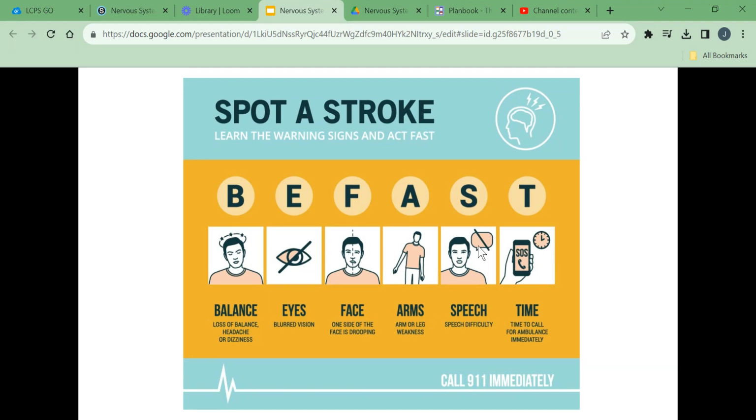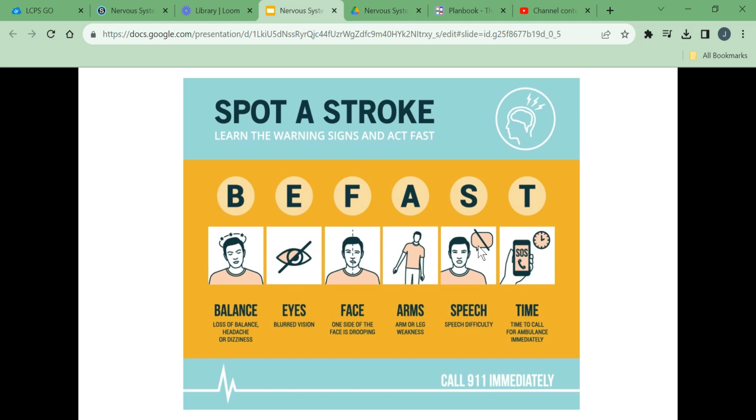So this is just a little flyer that shows how to spot a stroke. They use the acronym BEFAST. B stands for balance. So if a patient complains of loss of balance, headache, or dizziness. E is for the eyes. So if a patient complains of blurred vision.